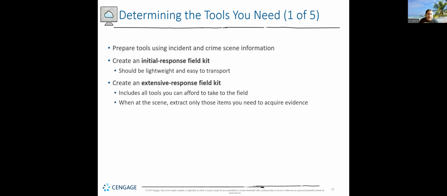What else can I think of? Anti-static wipes, you might need to wipe something. Gems, tweezers. Gems are plastic things you can use to pop things out, pop things in. When at the scene, you extract only those items you need to acquire evidence. Here's an example of a kit on the next page.